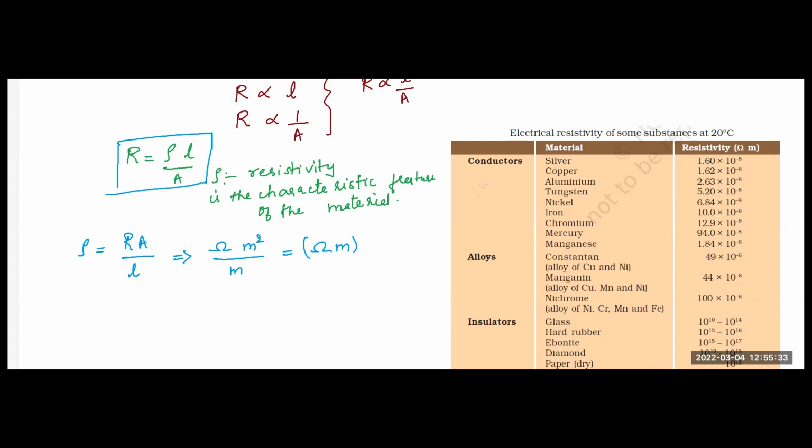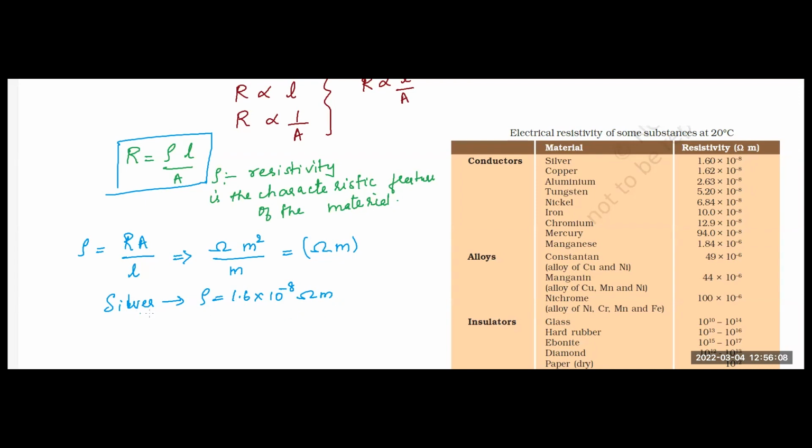So when you compare, the first material given is silver, and silver has a resistivity given as 1.6 into 10 to the power of -8. We already know silver is a very good conductor, right? It's the best conductor. So let's see the resistivity and analyze the effect of that. So 1.6 into 10 to the power of -8 ohm meter. That means this is 1.6 divided by 10 to the power of 8, right?